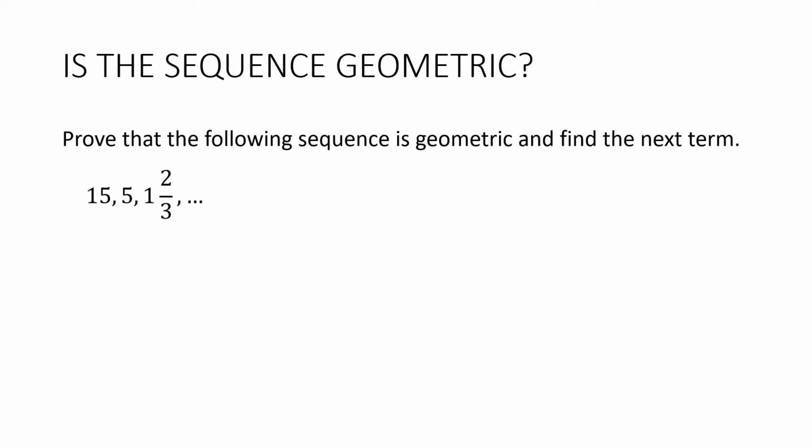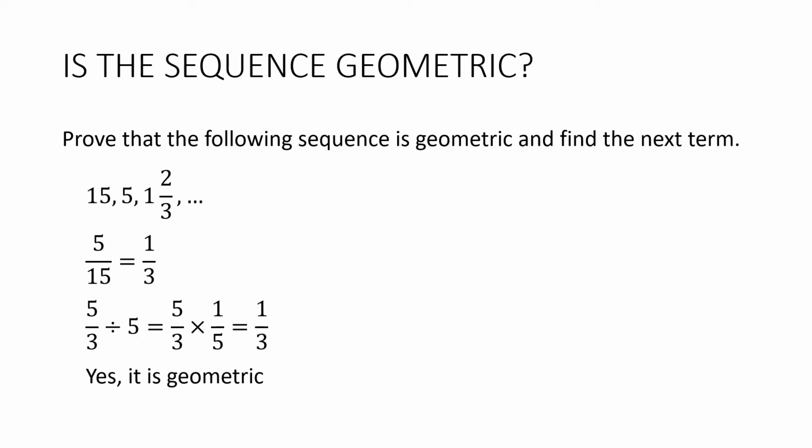So let's prove that the following sequence is geometric and then find the next term. So we want to do the second term divided by the first term and prove that's equal to the third term divided by the second term. So 5 divided by 15 is 1/3. And then 1 2/3 divided by 5, well, that's the same as 5/3 divided by 5, which is 5/3 times a fifth, which is 1/3. So because we have a common ratio, then yes, it is geometric. Now to find the next term, we just multiply this one by 1/3. So the fourth term will be 5/3 times 1/3, which is 5/9.